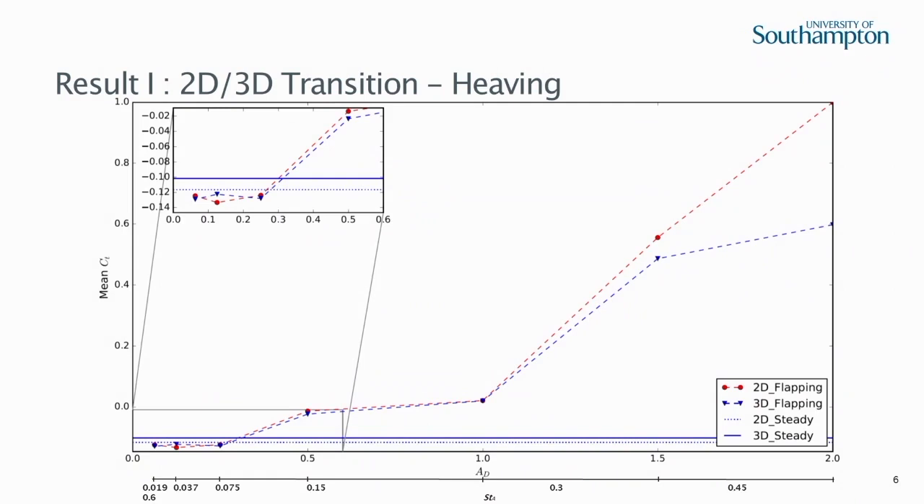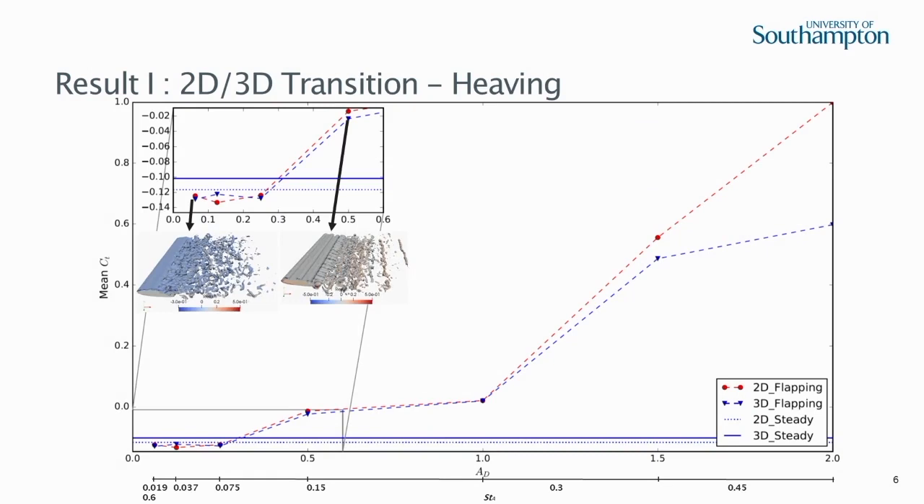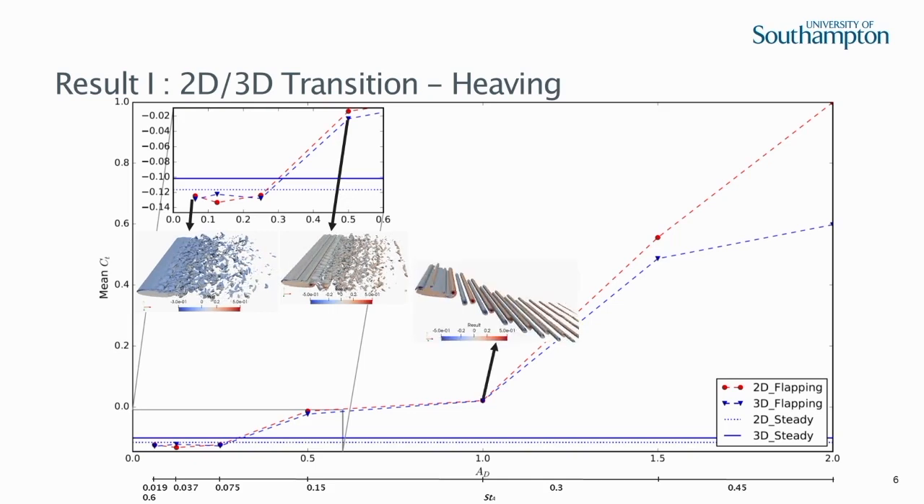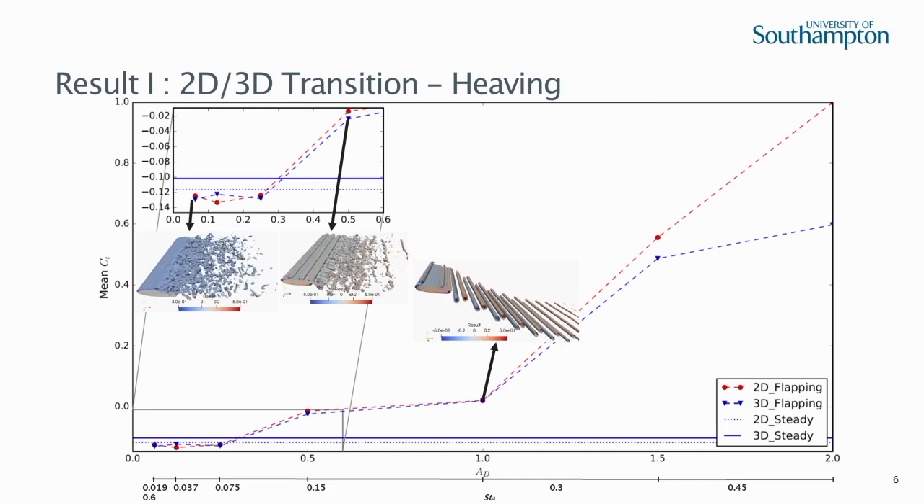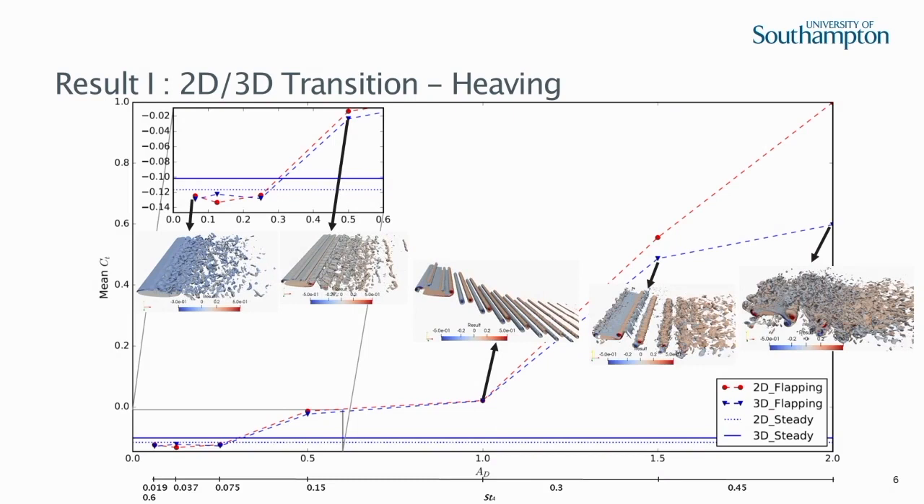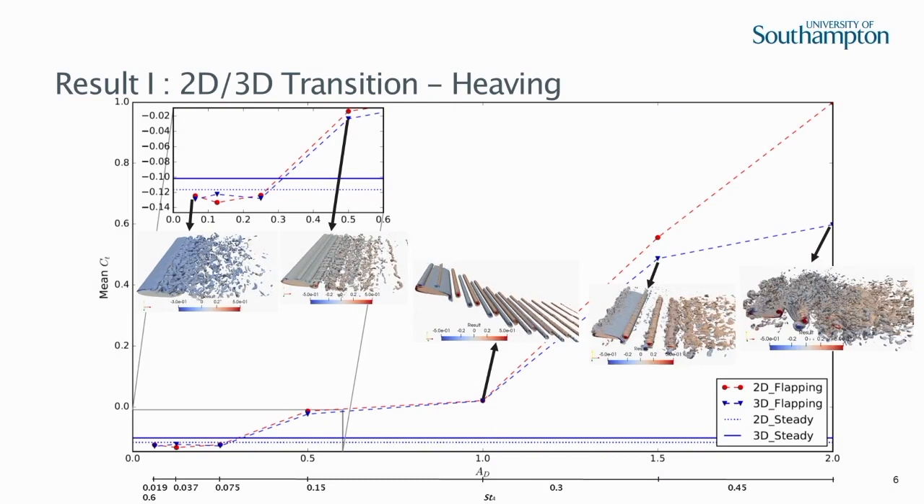Here I'm increasing the amplitude from the lowest, and I'm fixing the frequency. I'm presenting the mean coefficients of thrust. At the lowest amplitude, we see that the structure is almost like steady. It's a 3D flow structure, chaotic motion. But when I get close to A/D equal to 1, we find there's a uniform 2D structure. When we increase it more, it starts to become chaotic again.